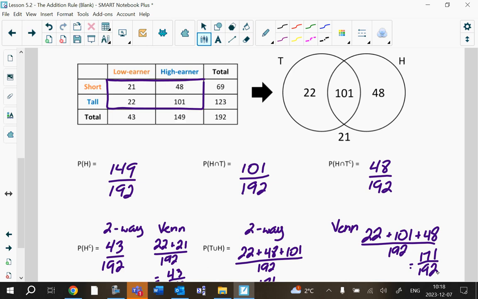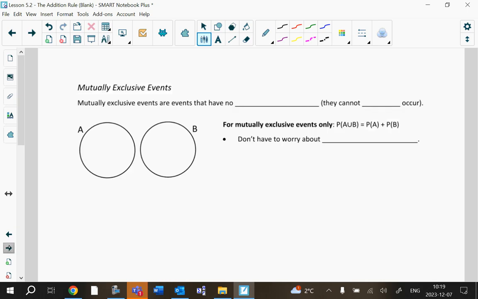The last thing that I just want to talk about very, very quickly, what happens if there's no overlap? What happens if the events have nothing in common? Well, we give that a special name. We call them mutually exclusive events. And this is what mutually exclusive would look like in a Venn diagram. There's no overlap, so the circles are separate. So they have no overlap or intersection. In other words, they cannot both occur.